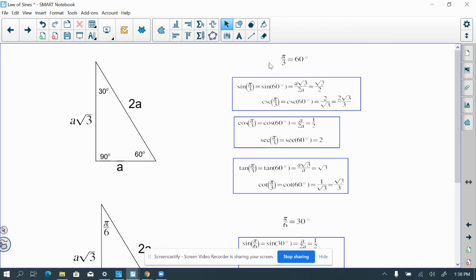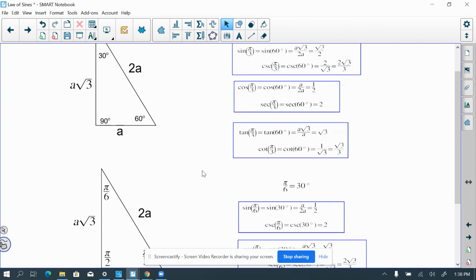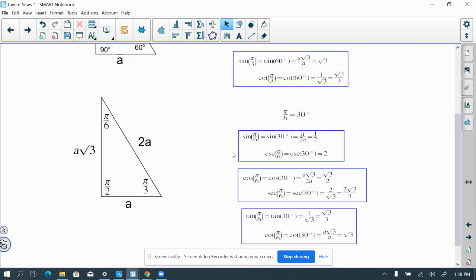You can find all 6 trig functions of 60 degrees, which is pi over 3. So the cosine of 60 degrees is adjacent over hypotenuse, a over 2a, which is just 1 over 2. The tangent of 60 degrees is opposite over adjacent. So a rad 3 over a, the a's cancel out, it's just rad 3, and then 30. So I hope that helps.